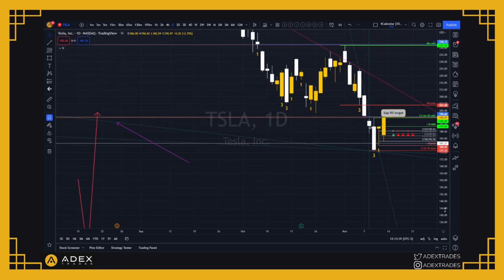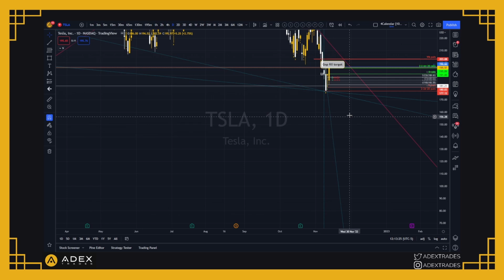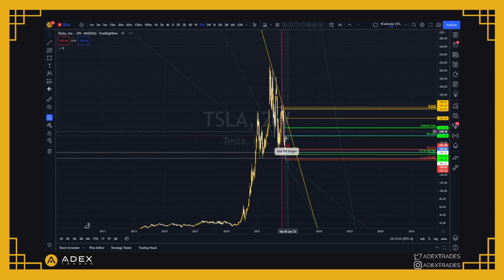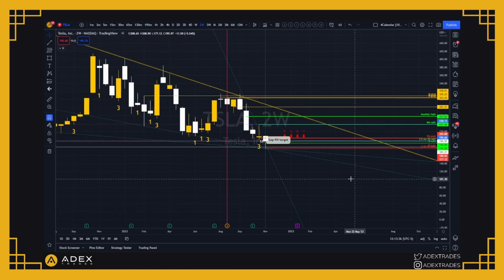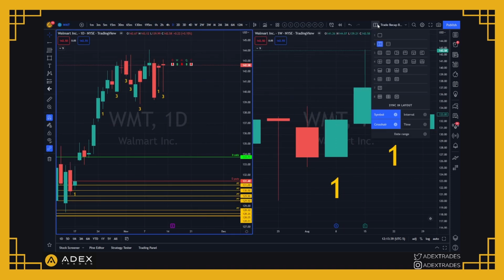The broadening formation. Okay. But if you dive into the 15-minute on Tesla, you can literally see that all I needed to do was fill that fair value gap, and it just bounced. Okay. And actually, let me do it on this so you guys can see.